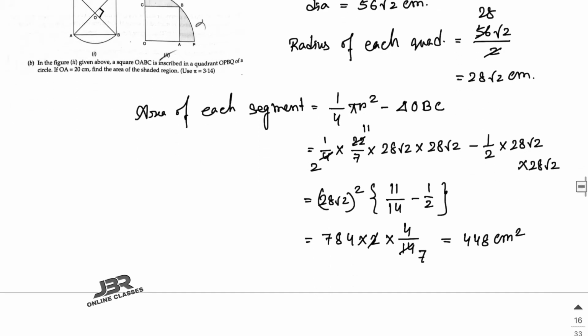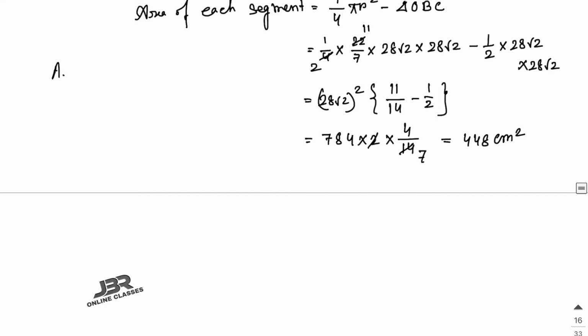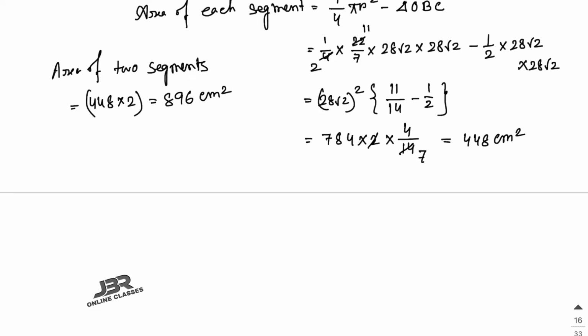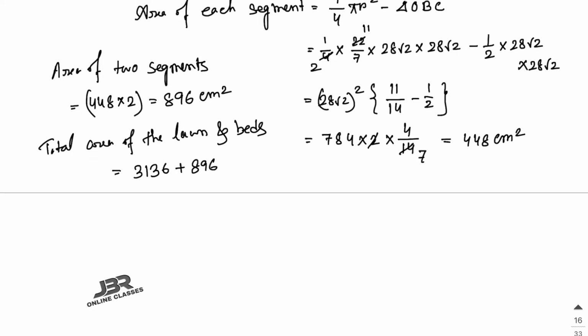So the area of the two segments equals 448 into 2, it's 896 centimeter square. So the total area of the lawn and the flower beds equals 3136 plus 896, it's 4032 centimeter square, your final answer.